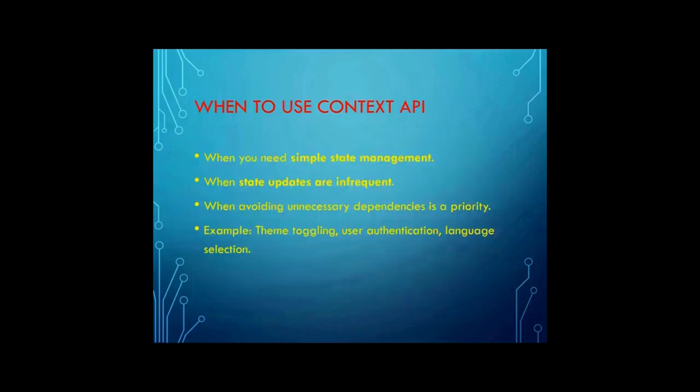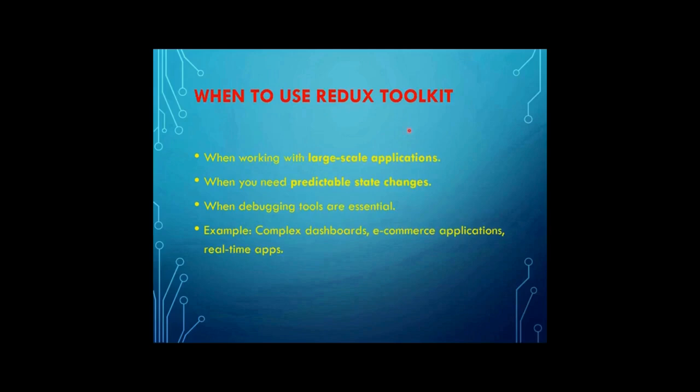When to use Context API: when you need simple state management, when state updates are infrequent, and when avoiding unnecessary dependencies is a priority. Examples: theme toggling, user authentication, language selection. In these cases we use Context API. When to use Redux Toolkit: in large applications, when you need predictable state changes, and when debugging tools are essential. Examples: complex dashboards, e-commerce applications, and real-time apps.